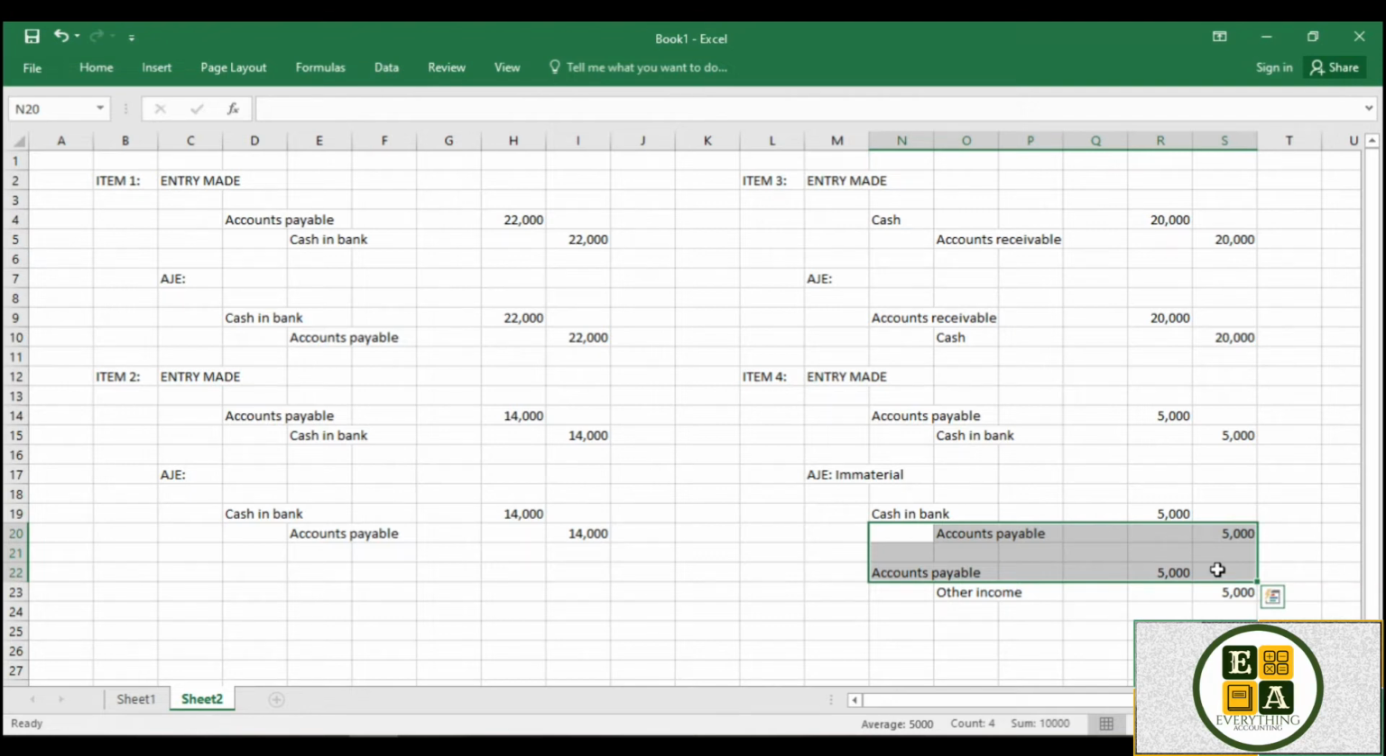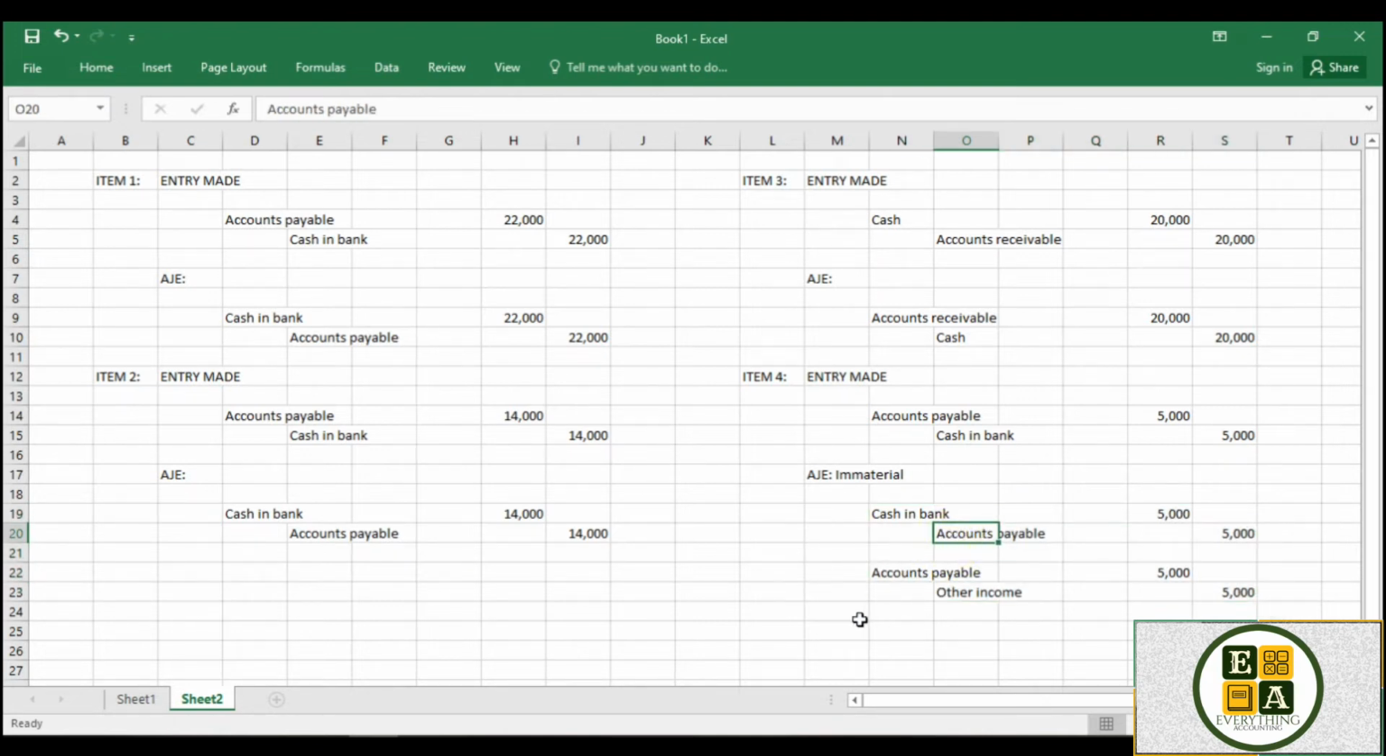So kung mapapansin nyo, pwede yung adjusting entry na lang natin is to debit cash, then credit other income. Okay? But kayo lang, I do suggest ganito yung gawin nyo. Kasi mas proper siya eh. Kasi nakikita yung flow, yung elimination.